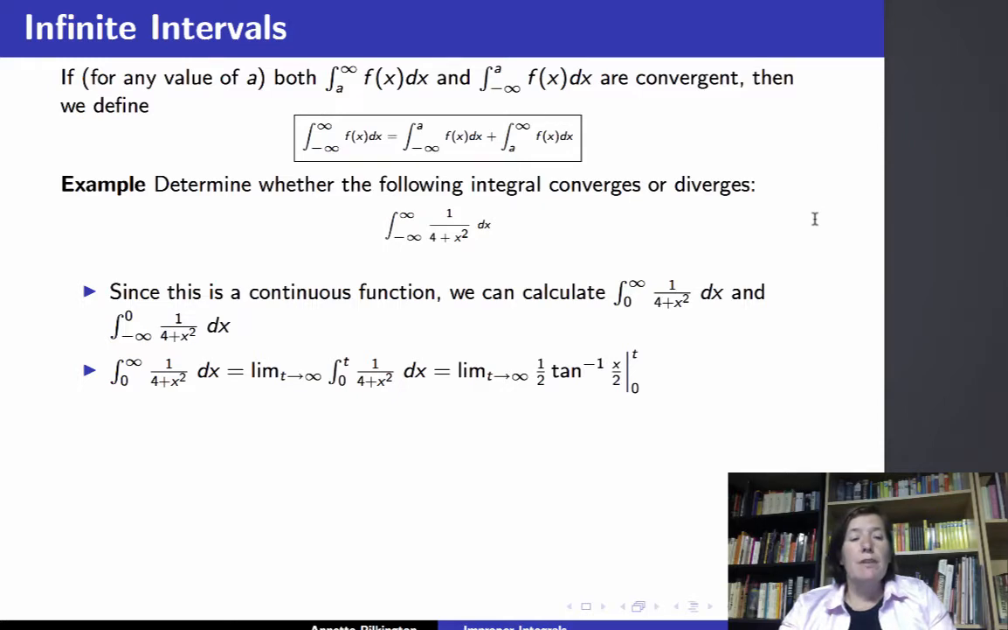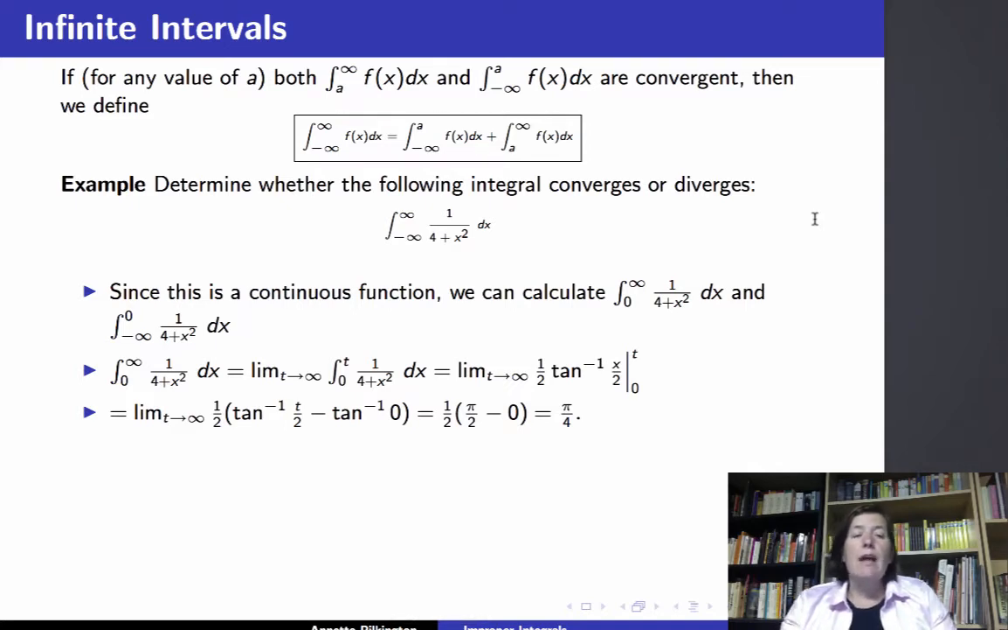It's by definition the limit as t approaches infinity of the integral from 0 to t of 1 over 4 plus x squared dx, which is equal to the limit as t approaches infinity of 1/2 tan inverse of x over 2 evaluated between 0 and t. That antiderivative you can calculate from a formula or using a substitution.